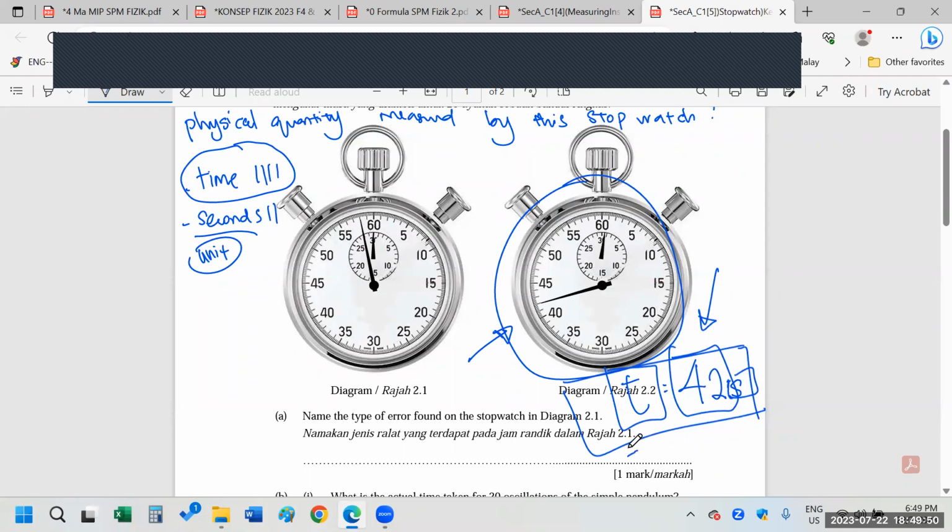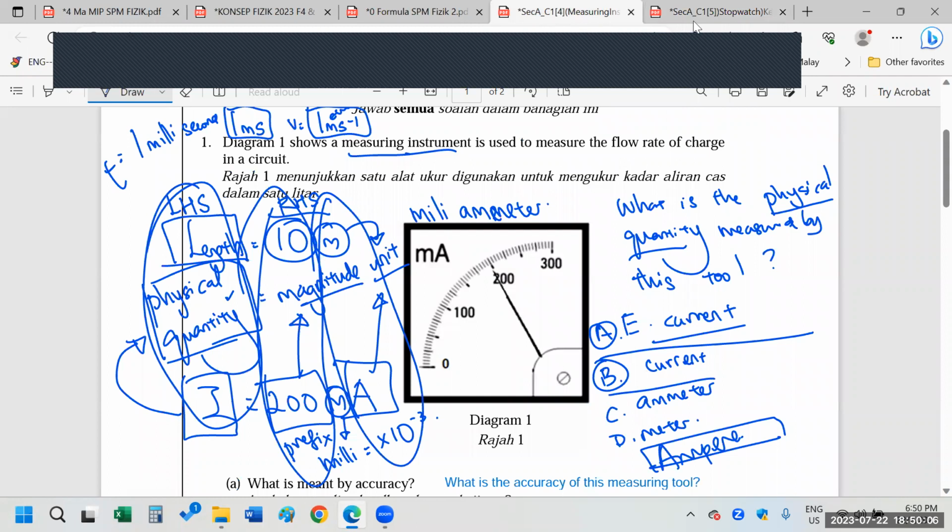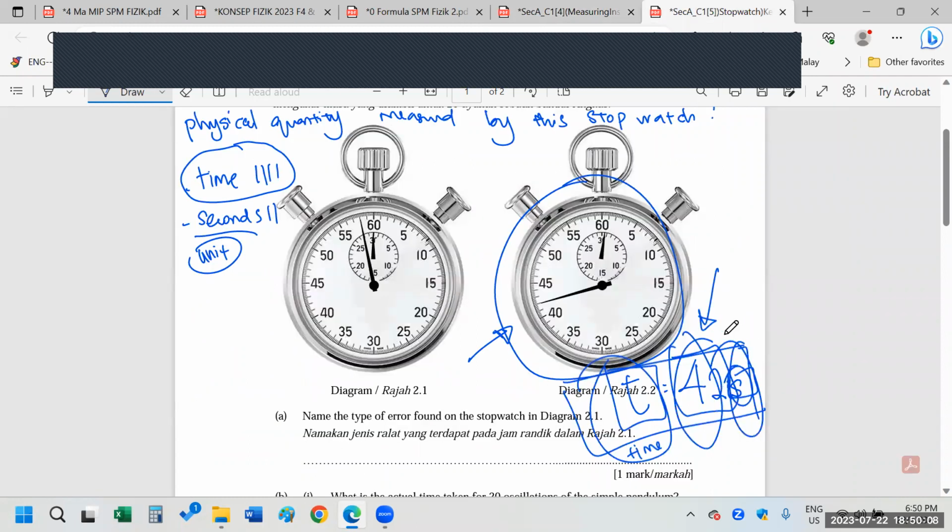So on the left hand side, it is the physical quantity. Right hand side is the magnitude and unit. Actually, second is the unit. The physical quantity should be time.